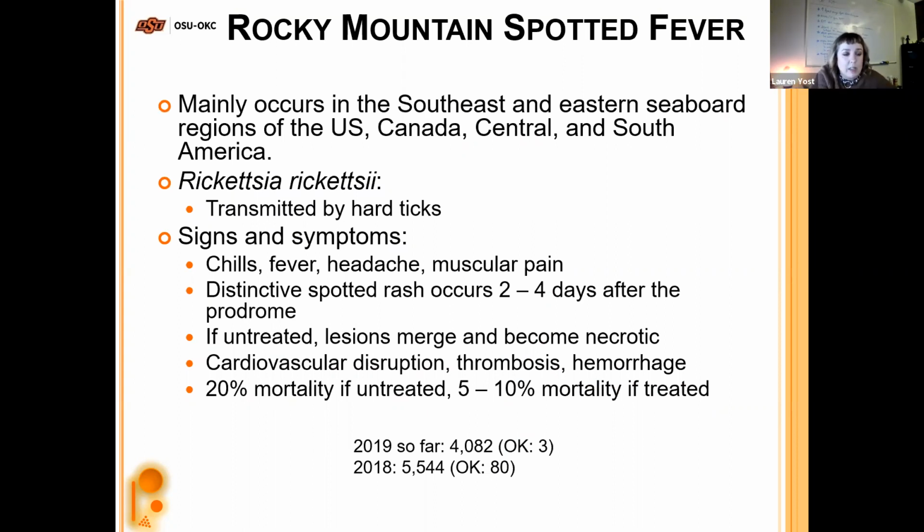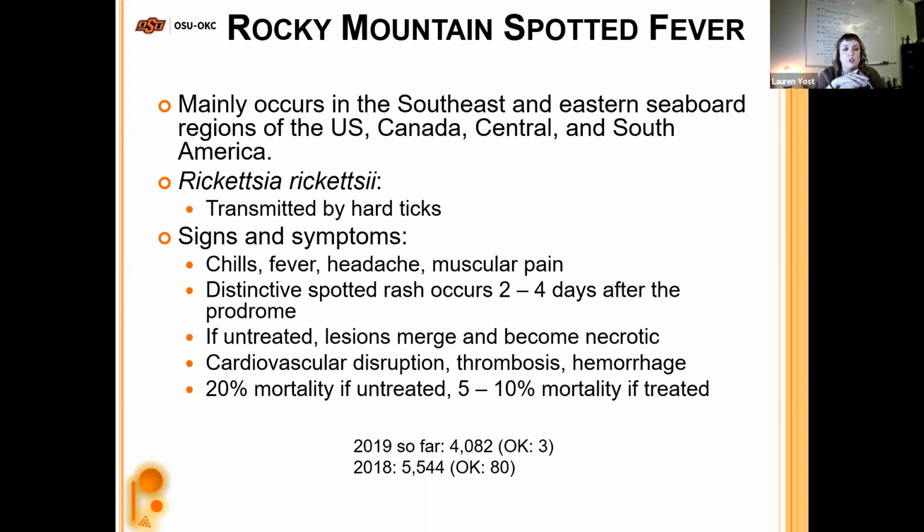It's caused by the bacterium Rickettsia rickettsii. It's transmitted by hard ticks as well, the ixodid ticks. And signs and symptoms associated with this include chills, fever, headache, and muscular pain. Then we will have development of a distinctive spotted rash 2 to 4 days after the prodromal period, which is the initial showing of symptoms.